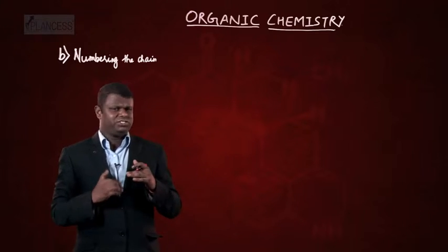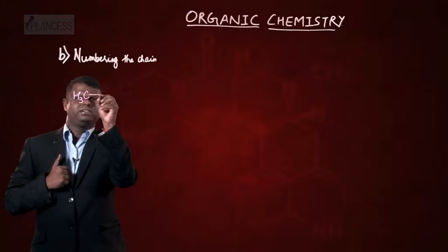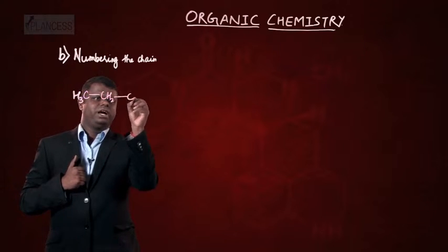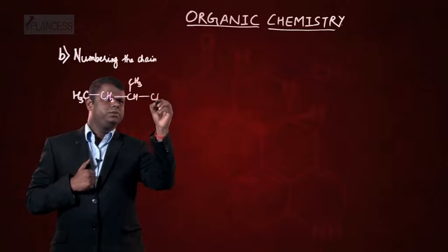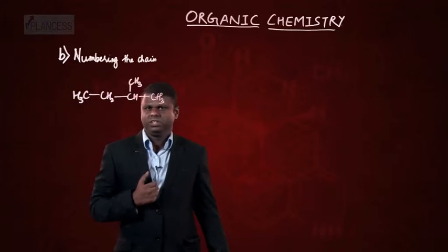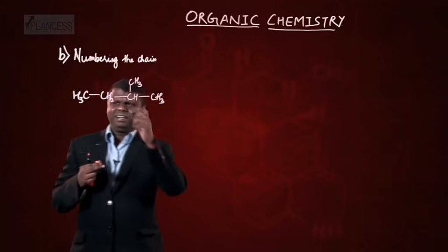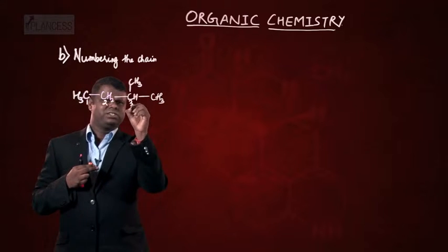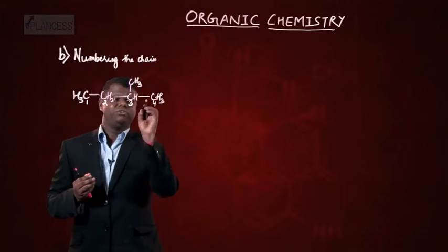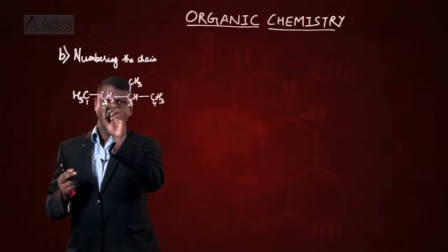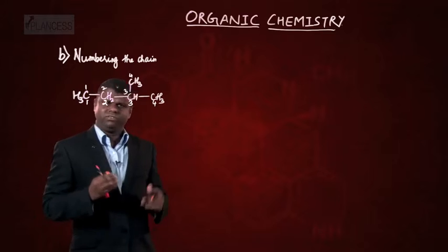Now let's start with a very simple compound. We have CH3, then you have CH2, you have CH, then you have CH3, and you have CH3 over here. This is a very simple compound, and it's very easy to understand that the longest chain is this. I normally start with the horizontal because that's much simpler. You have 1, 2, 3, 4 carbon atoms. Then you have 1, 2, 3, 4. Again 4 carbon atoms.